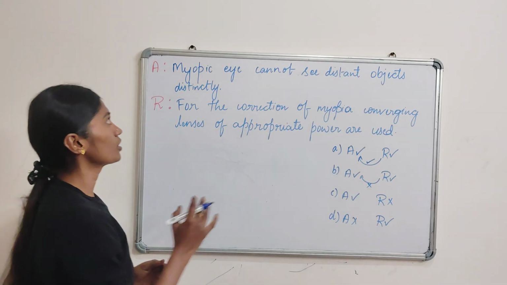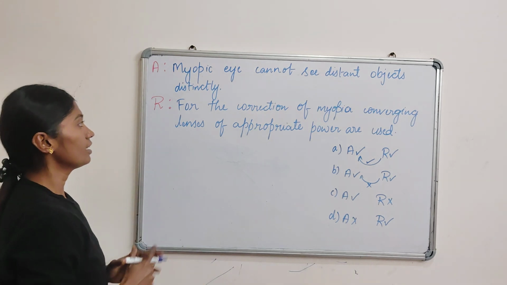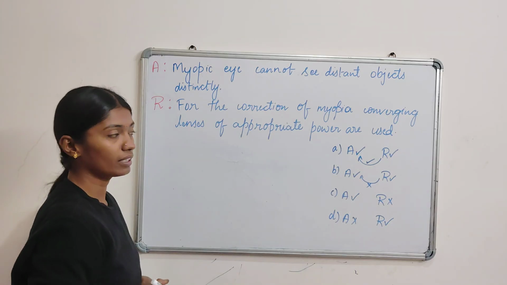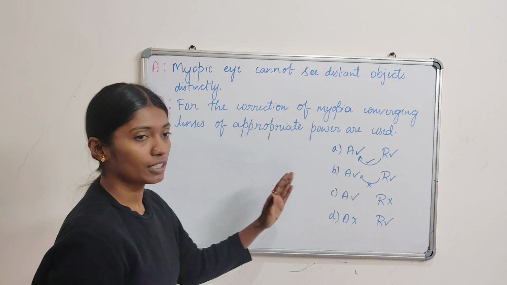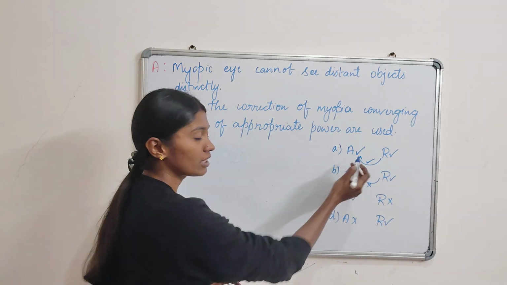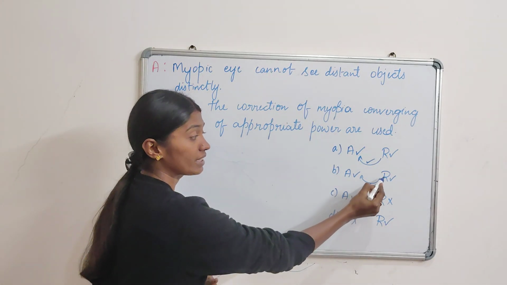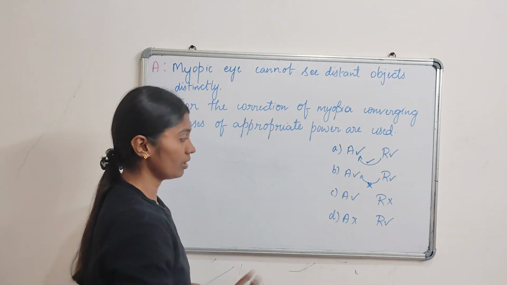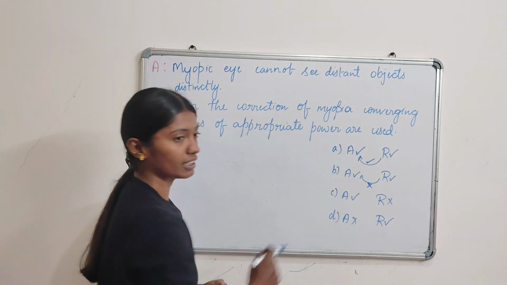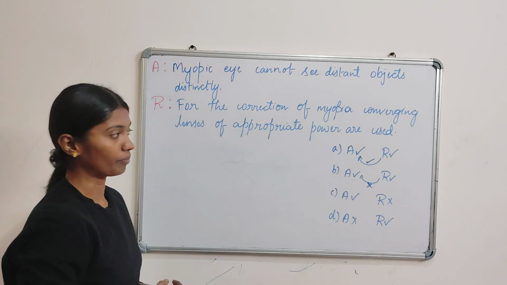So the first assertion and reason question is: Assertion: myopia eye cannot see distant objects distinctly. Reason: for the correction of myopia, converging lens of appropriate power is used. The options are written in short form. Option A, assertion is true, reason is true, reason is the correct explanation of the assertion. Option B, assertion is true, reason is true, whereas reason is not the correct explanation of the assertion. Option C, assertion true, reason false. Option D, assertion is false, reason is true. So we have to see which option holds good for the given question.